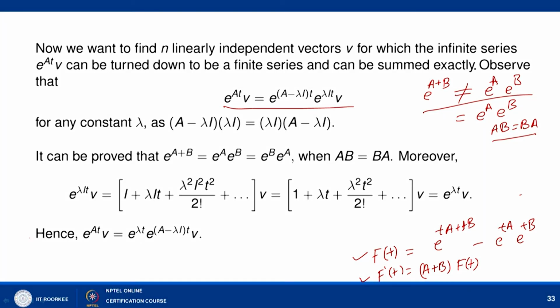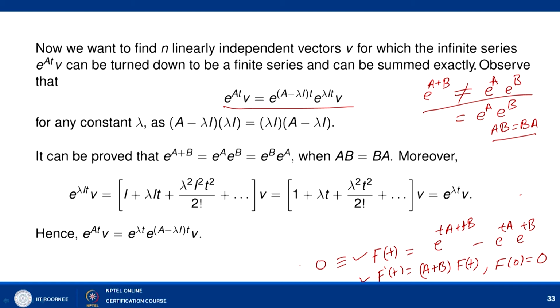So, f dash t equals (a plus b) into f of t, and you can check that f of 0 is simply 0. If you can show that f(t) is a solution of this with the initial condition f of 0 equal to 0, then f(t) has to be identically equal to 0, and hence the result is true for all t. So, in particular it is true for t equal to 1 also, and we are done.